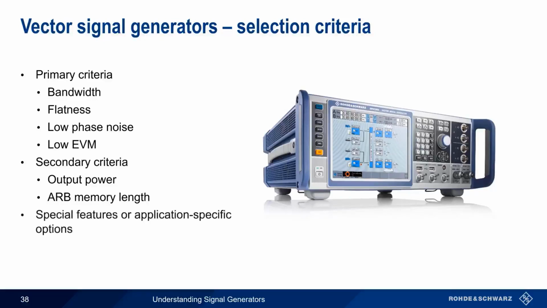And finally, there are numerous other special features or application-specific options that are available on vector signal generators. In this webinar, we touched on some of these, such as the ability to add various types of baseband impairments, but there are many other special applications that can be addressed using the flexibility provided by a vector signal generator.